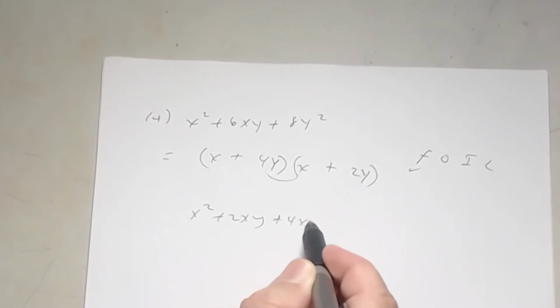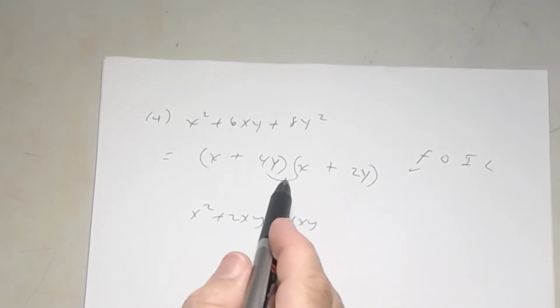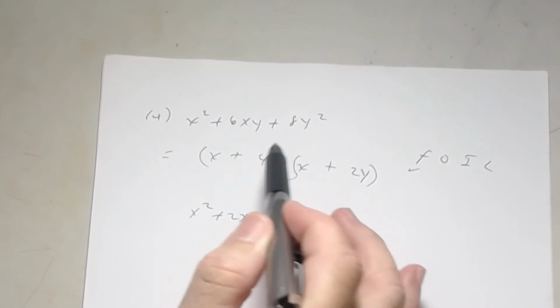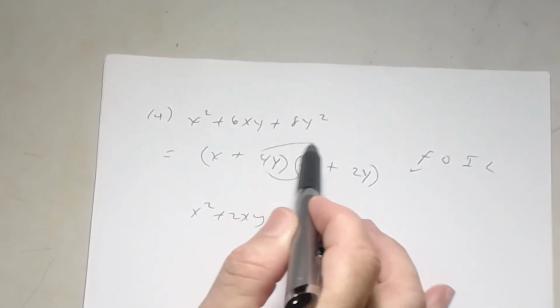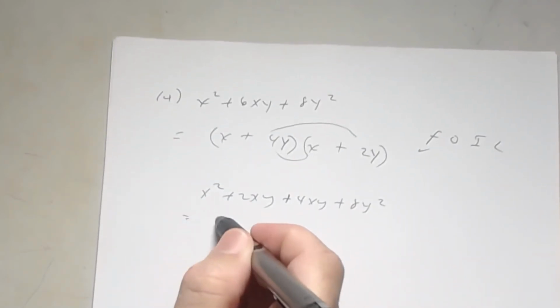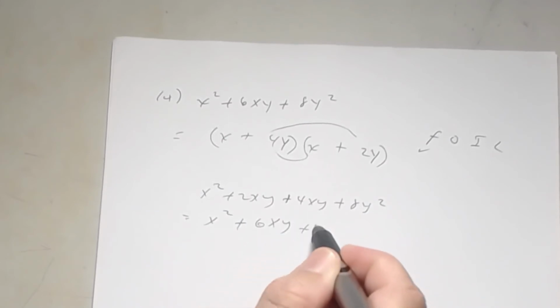So 4xy, right? Someone could have said 4yx? Yes. Do you understand that 2xy and 4yx are the same or like terms? Yes. It just makes it easier when you put them in alphabetical order, so they look the same. And then what is 4y times 2y? 8y squared. Combine like terms. What do you get? x squared plus 6xy plus 8y squared.